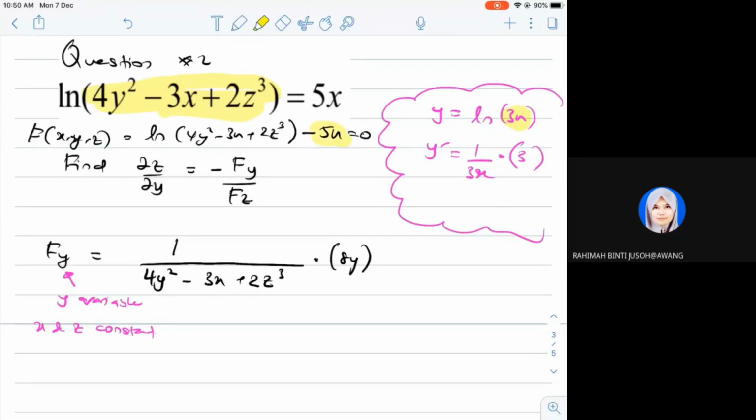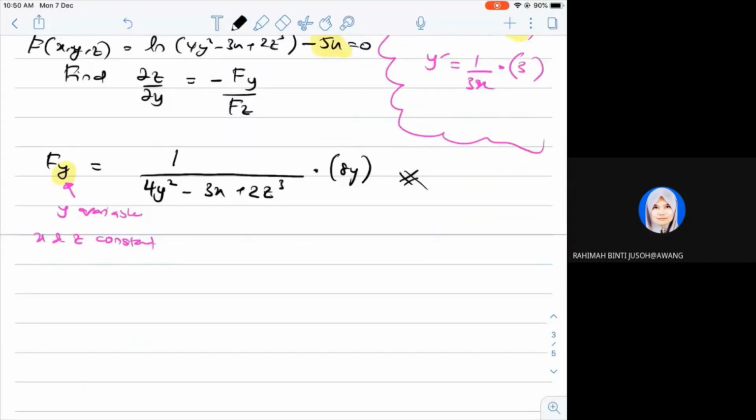Differentiate negative 5x with respect to y? 0. Zero. Yeah, 0. Well done. We get 0. So we just have this. So stop. Sampai situ je. Sebab differentiate negative 5x with respect to y, we get 0 because x is just a constant.